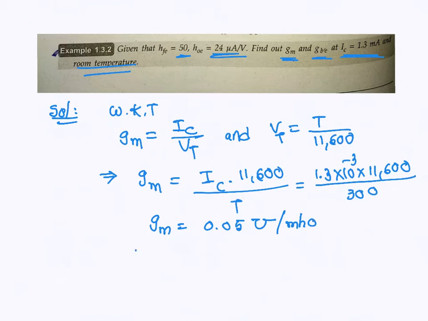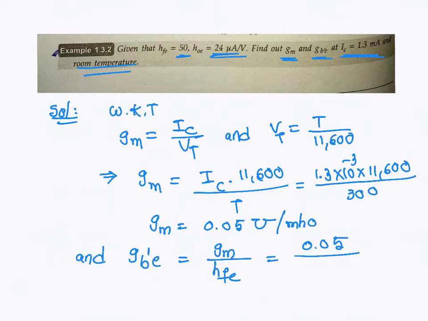And the next one, he has asked to find GB dash E, and we know that GB dash E equals GM by HFE. This is the formula. We have already calculated GM as 0.05, and HFE is 50. So the value will be 10 power minus 3 mhos.